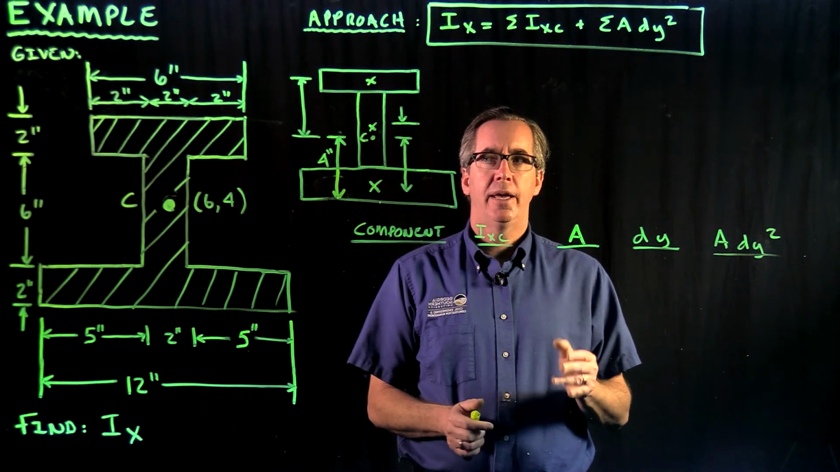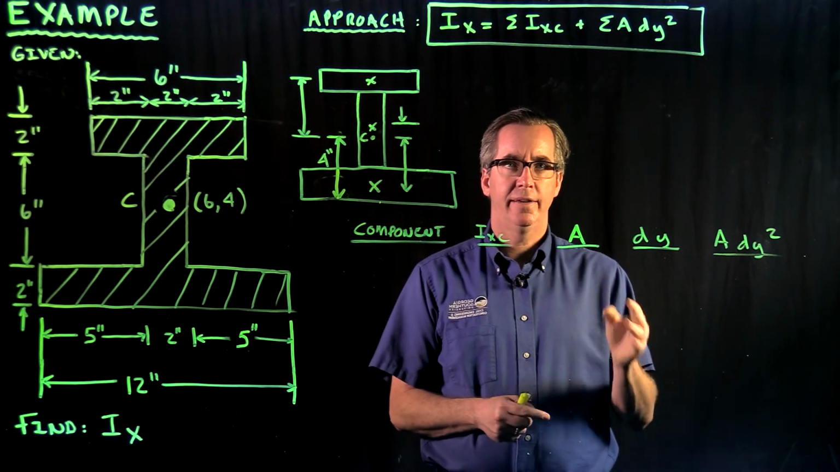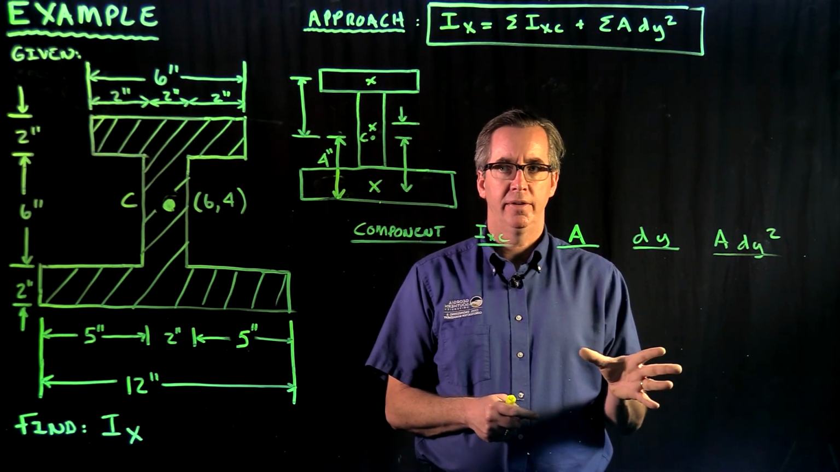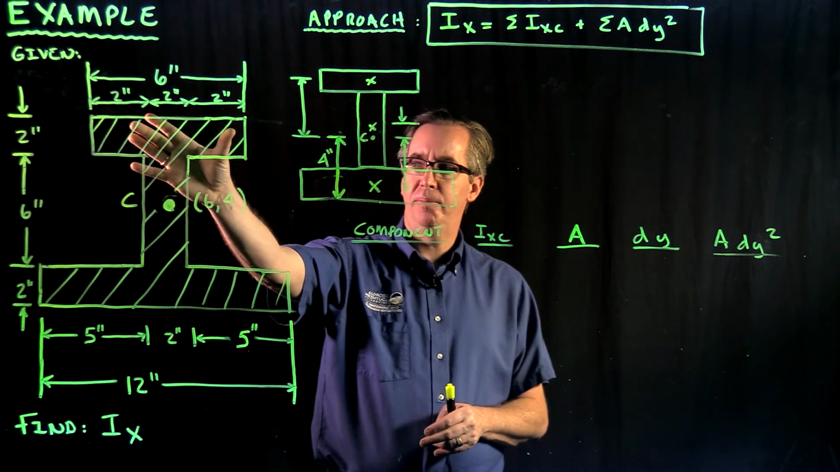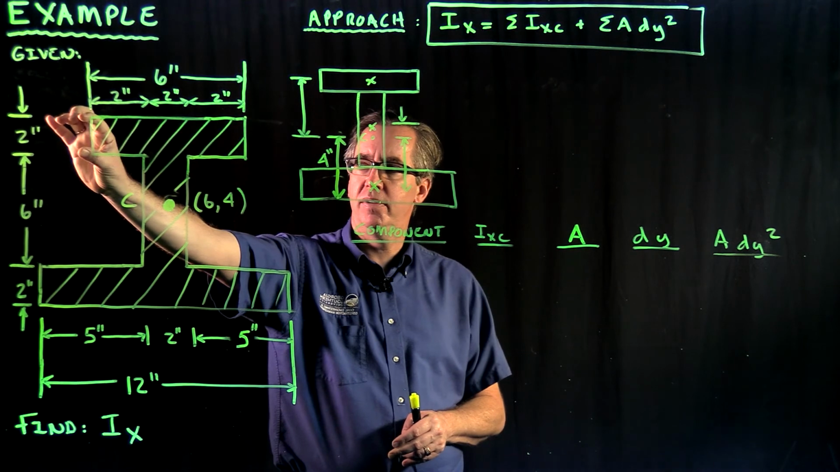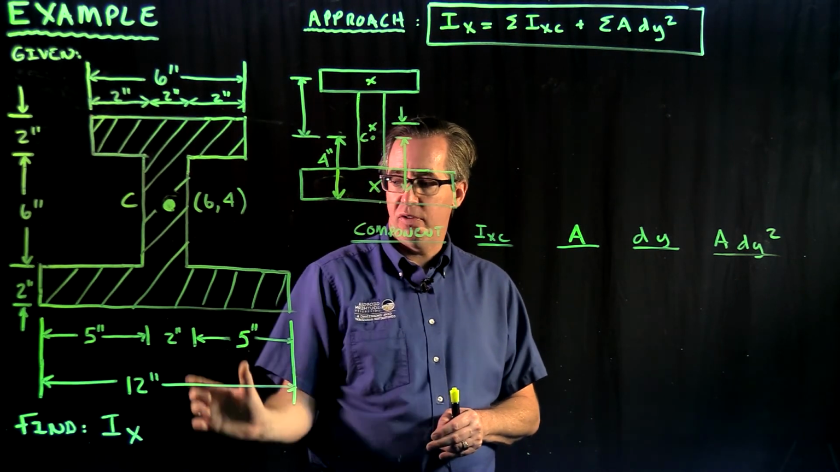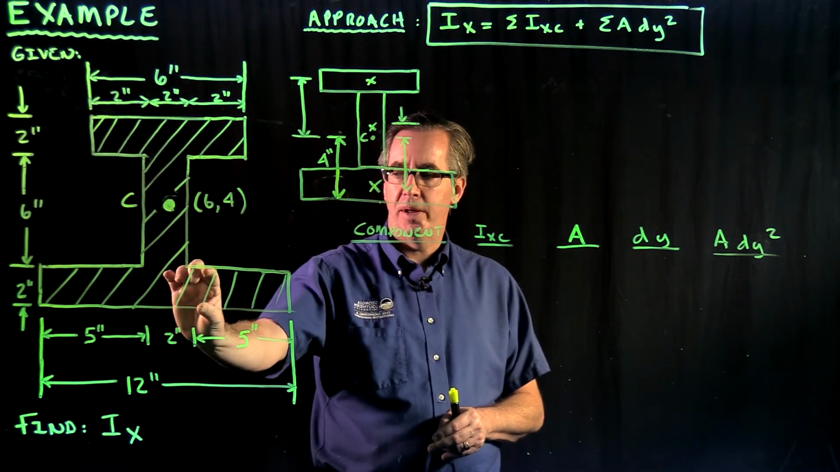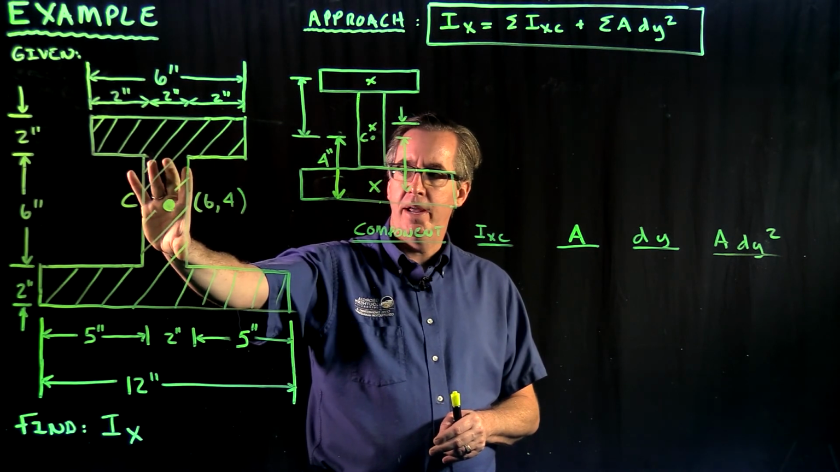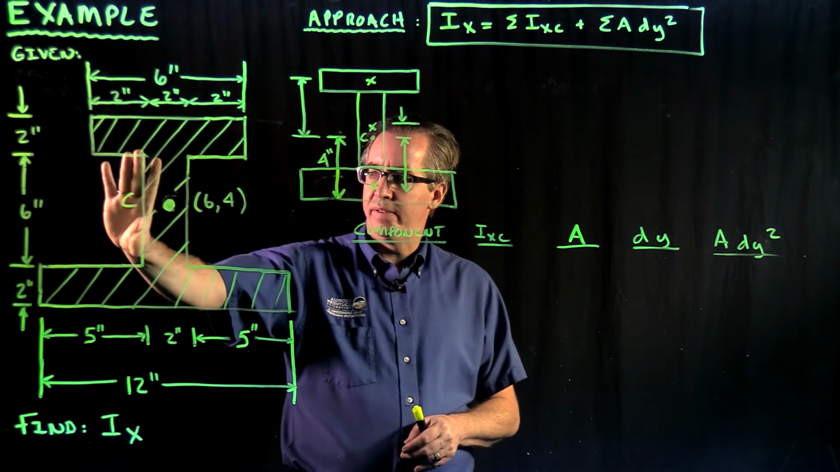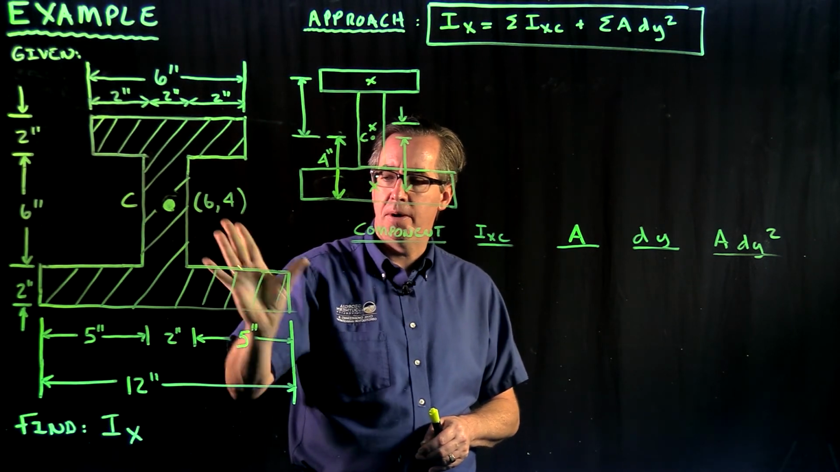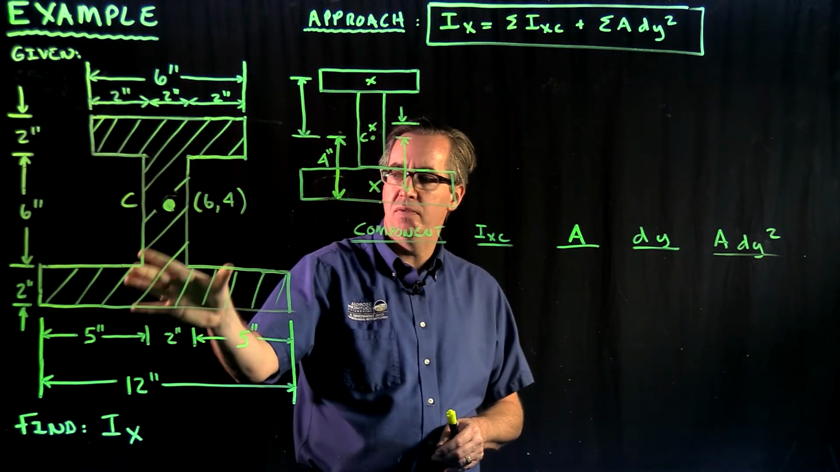In this example, we're going to be calculating the moment of inertia about the x-axis of an object that's composed of two different flanges. You see there's a flange up top that's 6 inches by 2 inches. We have another flange at the bottom, which is 12 inches by 2, and then we have this centerpiece here, which is 6 inches tall by 2. Okay, so that's the web, and then we have the two flanges.